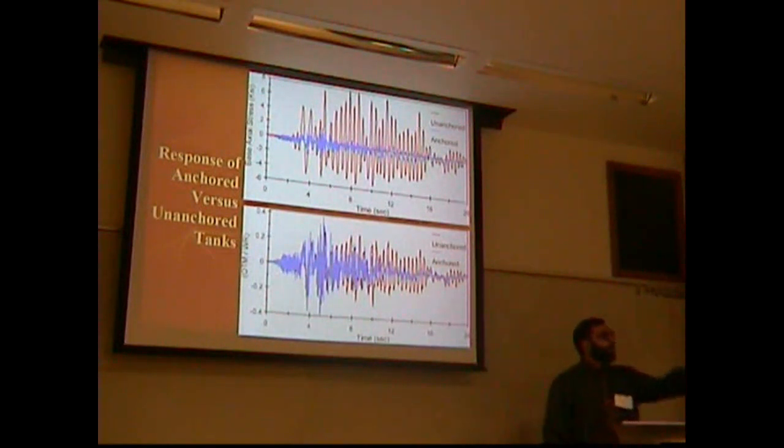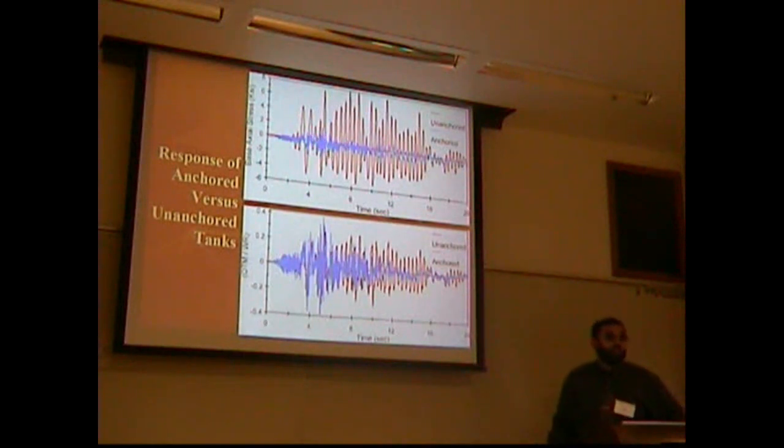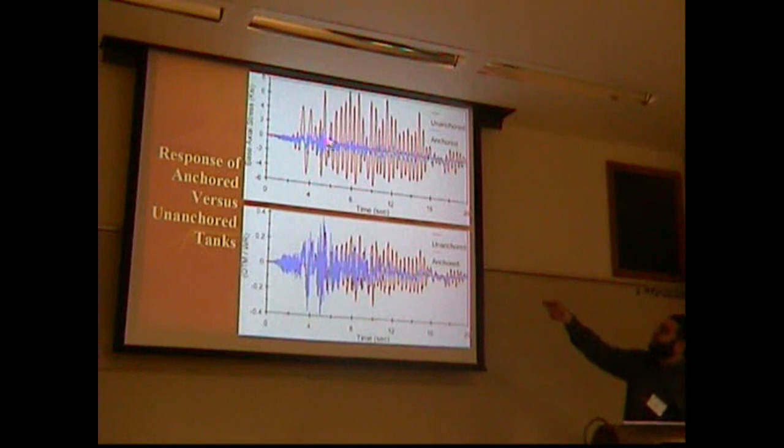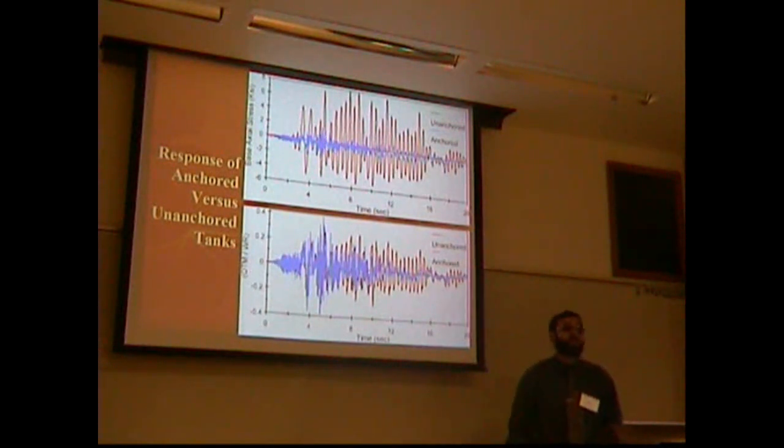Okay, this shows the difference between the unanchored and the anchored. And what I want you to see here is just one thing. I don't want you to see all this, lots of drawings and lots of time history. Look at the blue response. The blue response has a high frequency. Yes or no? Yes. The red response has a low frequency. Yes or no? Yes. So why? Why does the response of anchored tanks have a high frequency and the unanchored tank a low frequency?